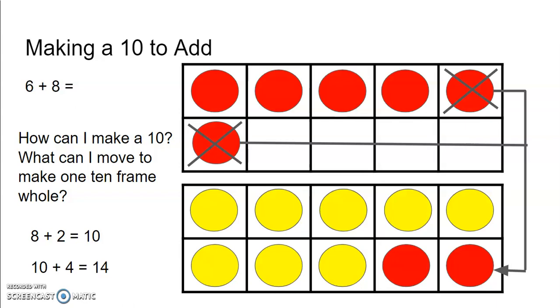And I can use that to help me know that 6 plus 8 is also 14. I still have those 8 yellow circles and the 6 red circles. I just moved where they were so I could think about tens, because your brain likes to think in tens. So that is making a 10 to add.